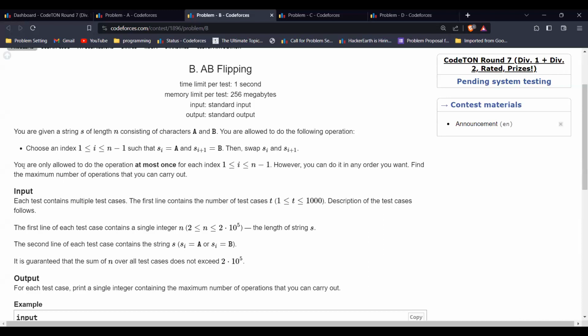Now, we are only allowed to do this operation at most once for each index i between 1 and n minus 1. These operations can be done in any order. So we have to find the maximum number of operations that we can carry out. Let me explain the problem statement quickly.